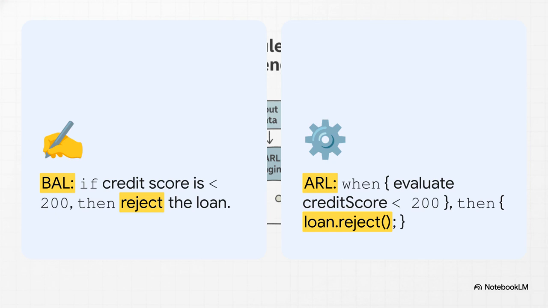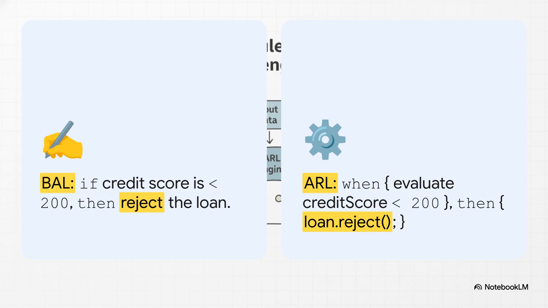And here it is, a side-by-side look. On the left, a nice, simple BAL rule. On the right, what it becomes in ARL. Now, ARL is the engine's native tongue. It's read-only, and it looks a lot like Java 7. But notice the big difference right away. If in BAL becomes when in ARL.